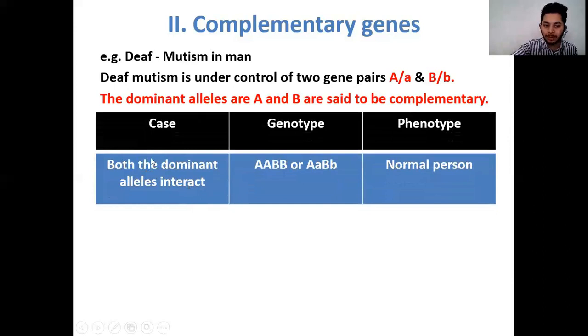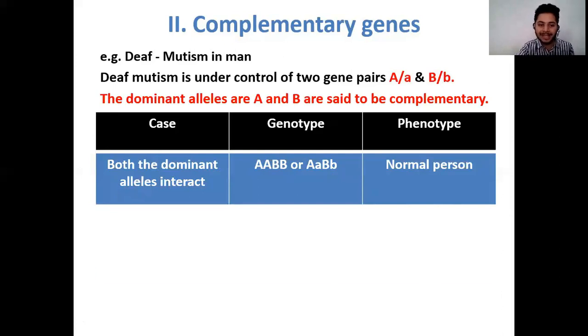Now case number one, where both the dominant alleles capital A and capital B are present. Say, for example, the genotype is either of these two cases where both capital A and capital B are present. Then the individual observed is a normal, healthy individual. If this is the genotype, then the phenotype is going to be normal, where both A and B are present together and showing a complementary relationship. So the individual is going to be a normal person.